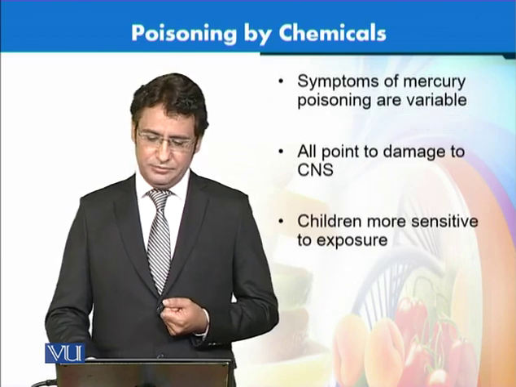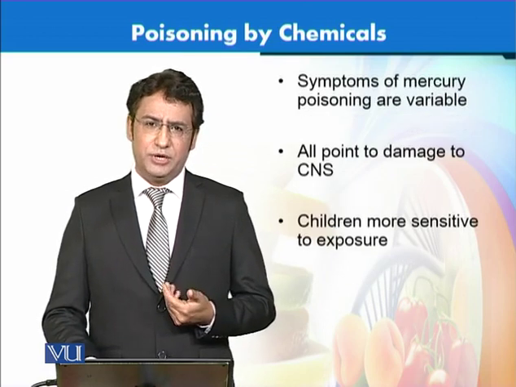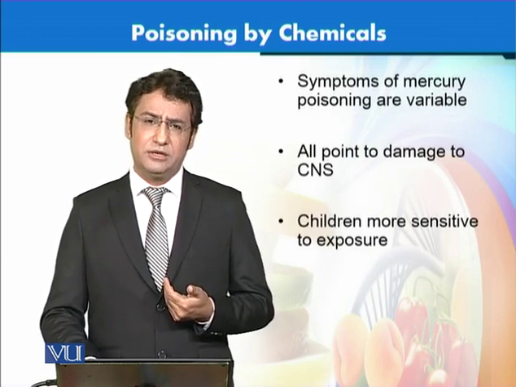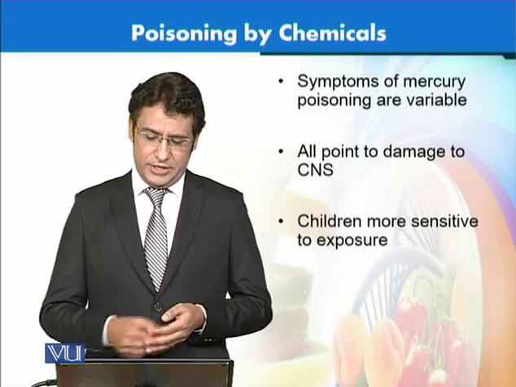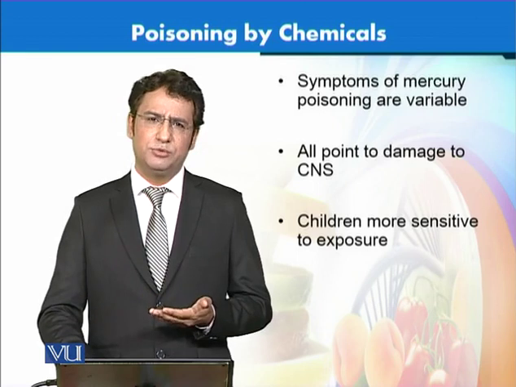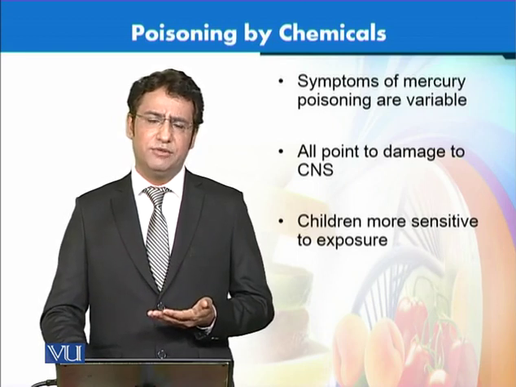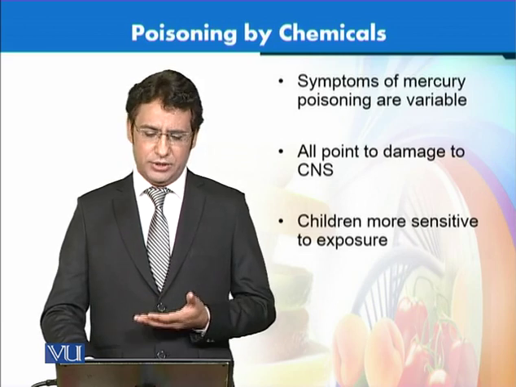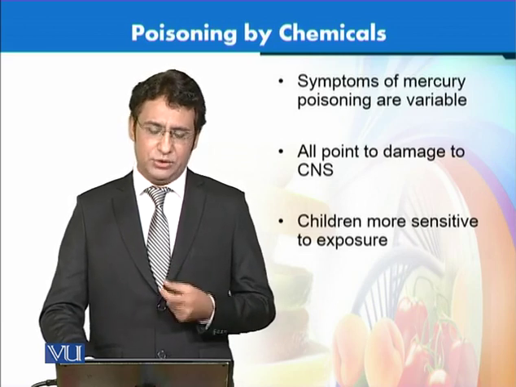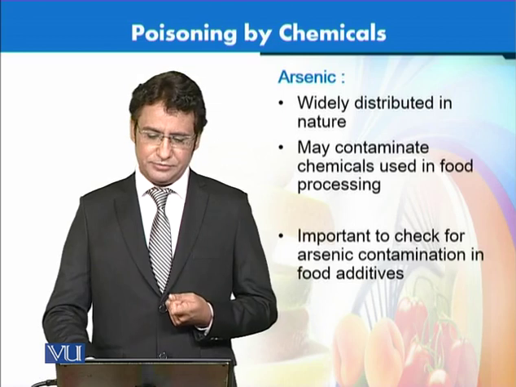If we talk about mercury poisoning, it causes damage to the central nervous system. And children are more sensitive to exposure, as I said earlier, because their body weight is comparatively not that high as compared to adults, so they are more exposed to the concentration of these metals.